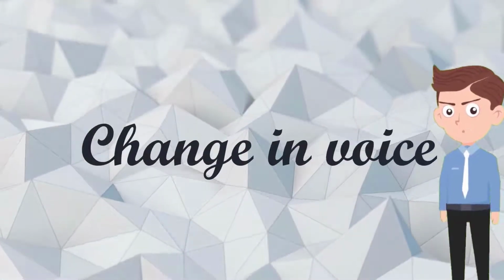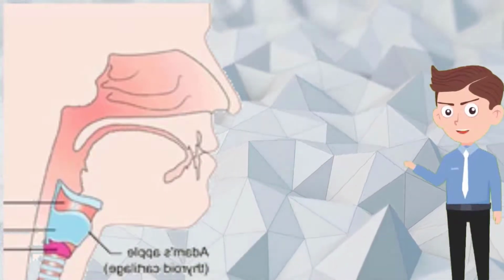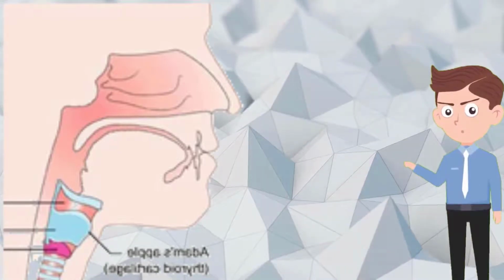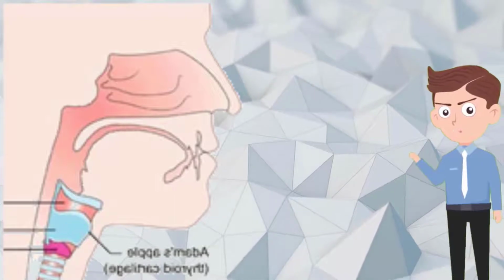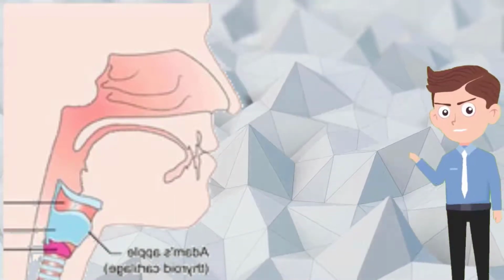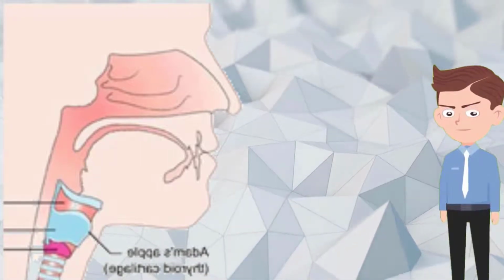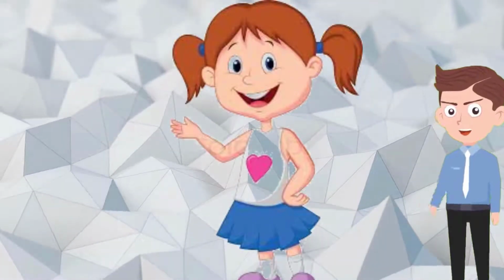Third one is change in voice. In boys, we can see the large voice box protruding, visible from outside, which is called Adam's apple. During adolescence, the voice of boys becomes deep and sometimes very harsh. But don't worry, if your voice is harsh, after some months it will be normal. And in girls, the voice becomes high pitched.